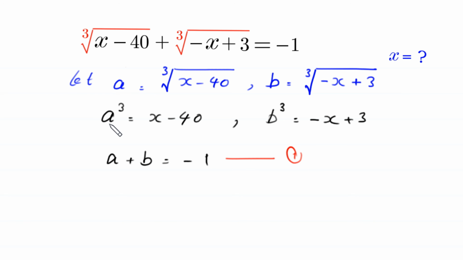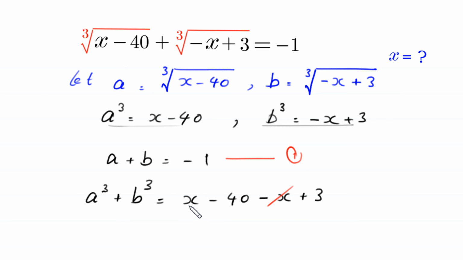And if we add these two equations, then this will become a cubed plus b cubed is equal to x minus 40 minus x plus 3. So this negative x will be cancelled out with this positive x, and we get the value of a cubed plus b cubed is equal to negative 40 plus 3 will become negative 37.